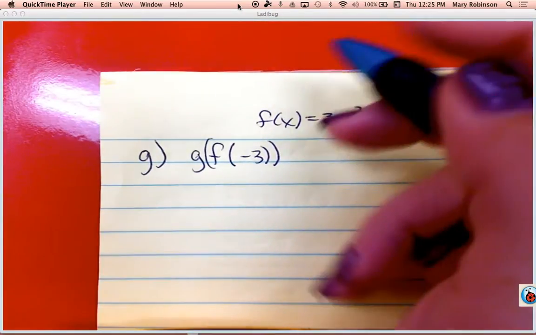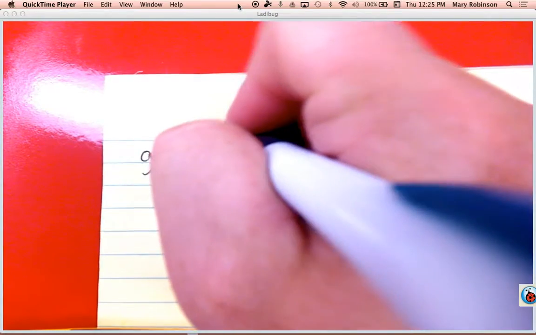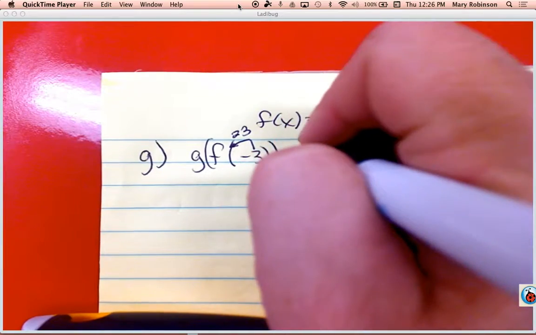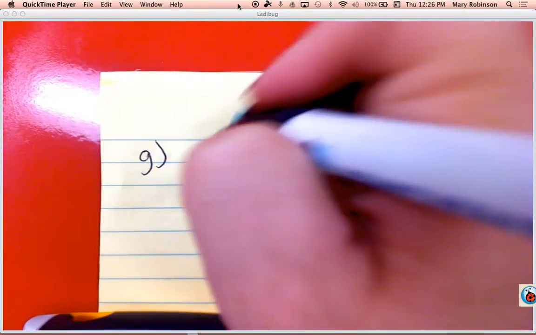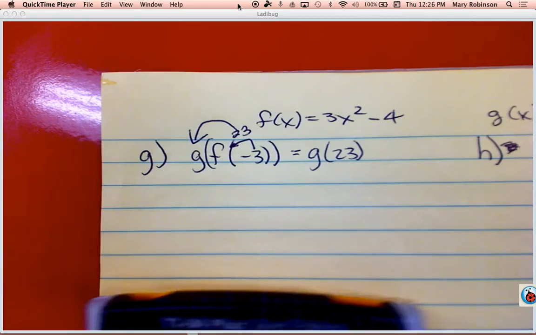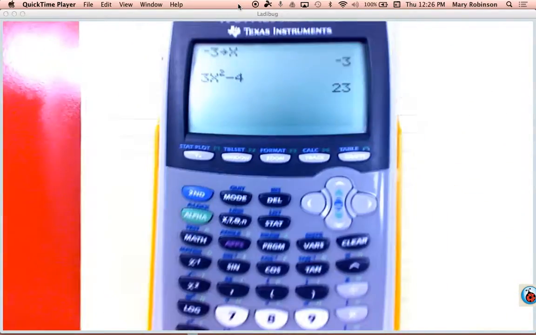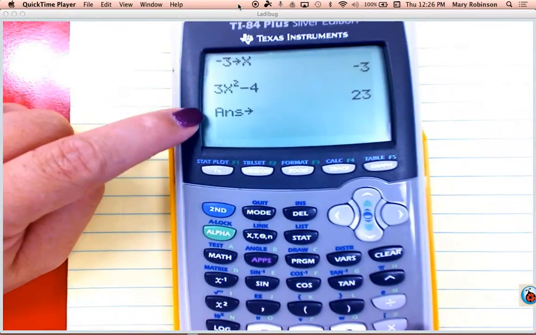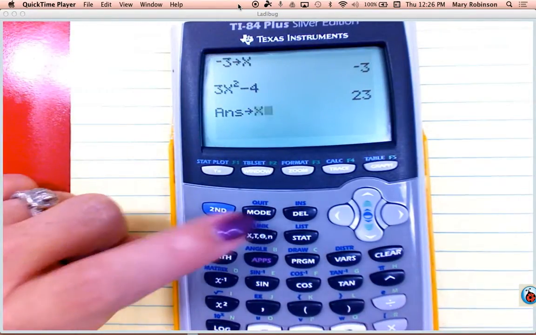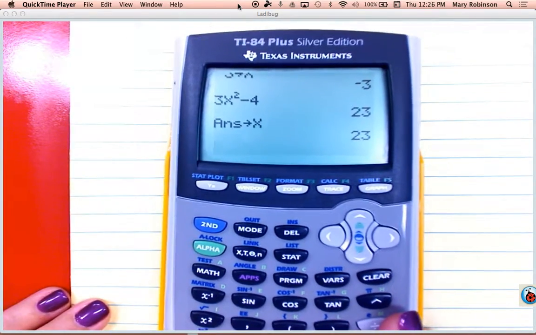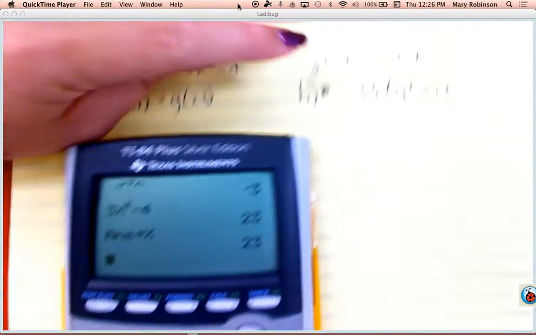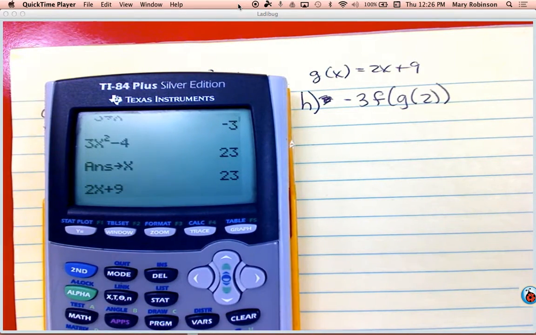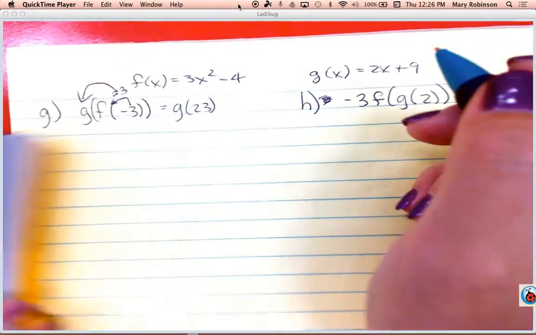So that means when I plug -3 into f, I got 23. Now this means you want to evaluate g of 23. So I'm going to take 23, store it as my x value. So to do that, I'm just going to come over here. I've already got 23. I'm just going to hit store, and it's going to take my previous answer, which is 23, and store it as x. And then I'm going to type it in my g function, which is 2x plus 9. So if I type in 2x plus 9, I get 55. And that's my answer.